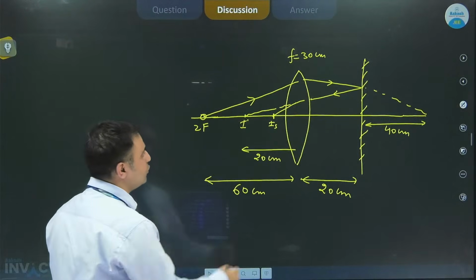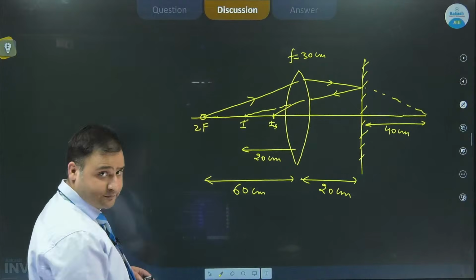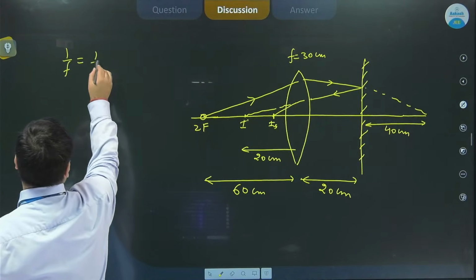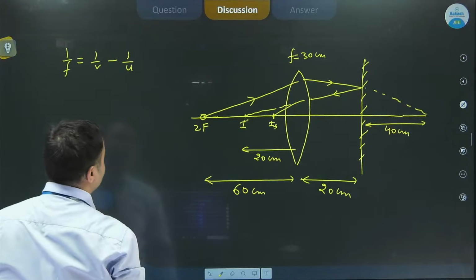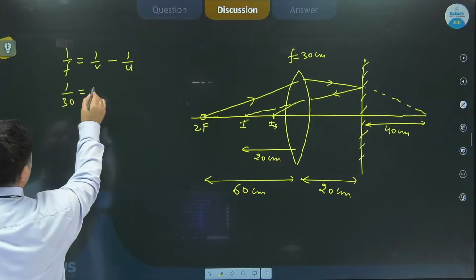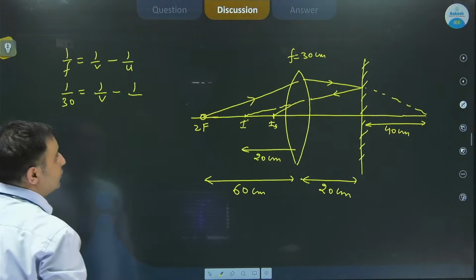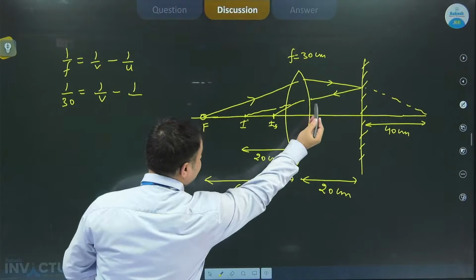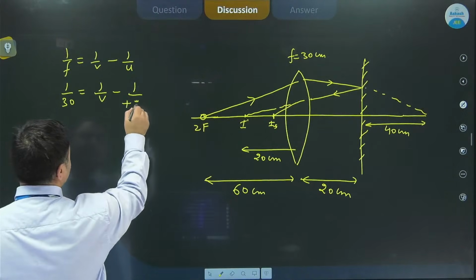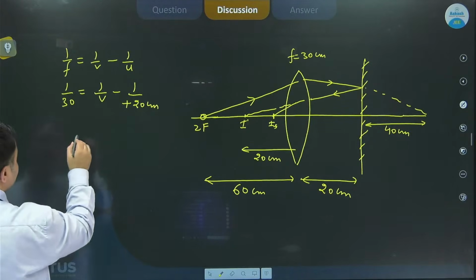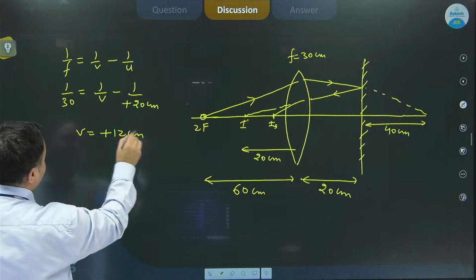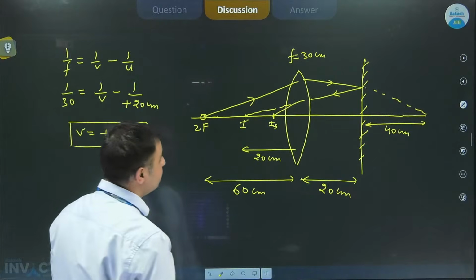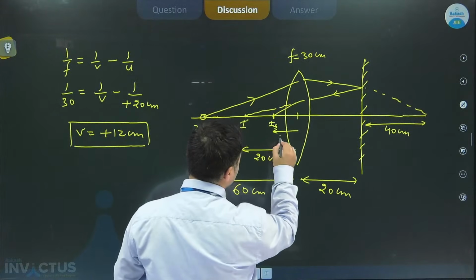Now we have to find the position of the final image. For this I am applying the lens formula: 1/f is equal to 1/v minus 1/u. Focal length is given as 30, so 1/30 is equal to 1/v minus 1/u. For this lens, this I dash will behave like an object, and the object distance is 20 centimeter, in the direction of the incident ray, so this is plus 20 centimeter. On solving this, we get v as plus 12 centimeter. So v is plus 12 centimeter from the lens. So this distance is 12 centimeter.